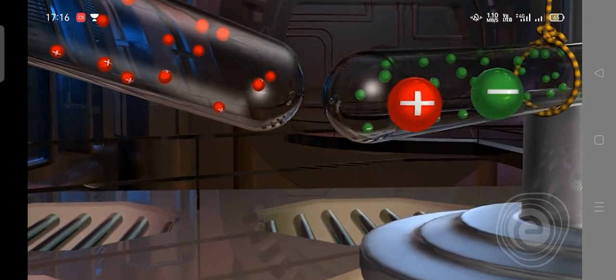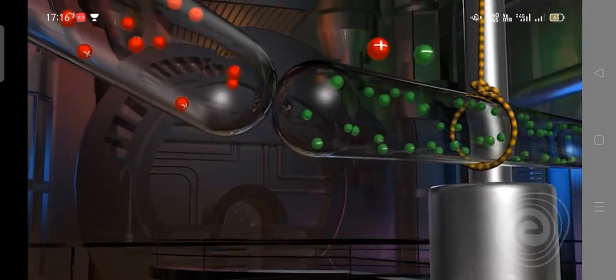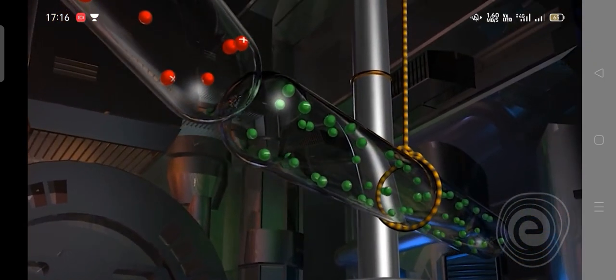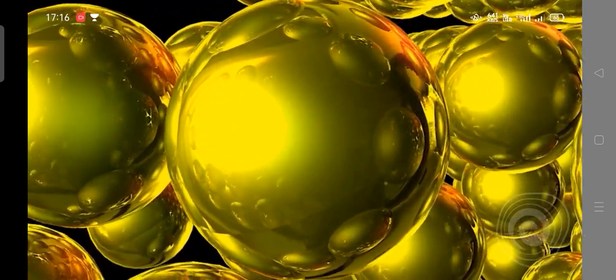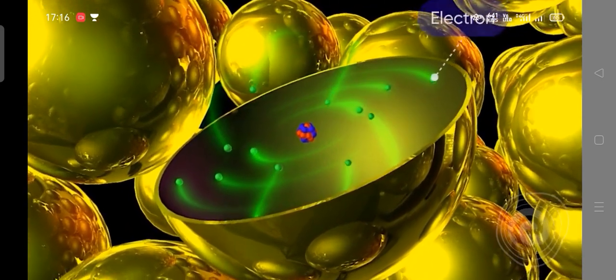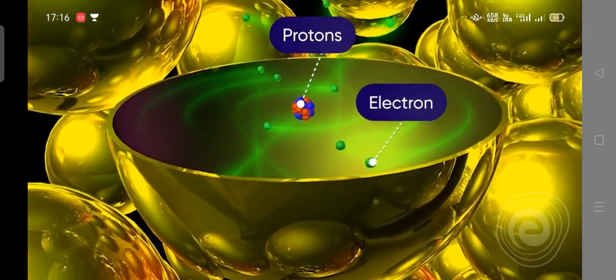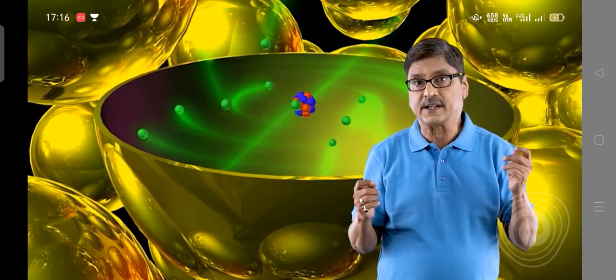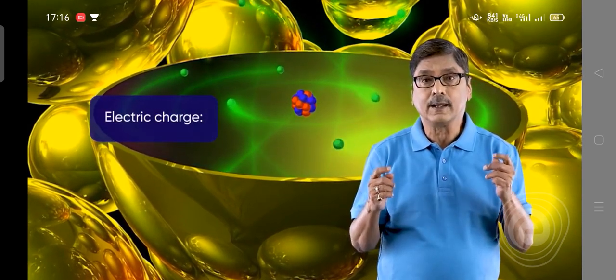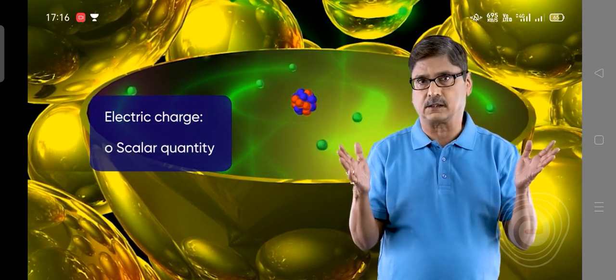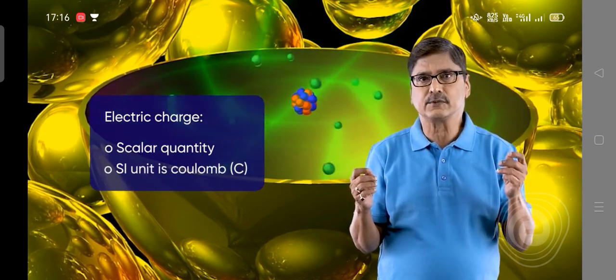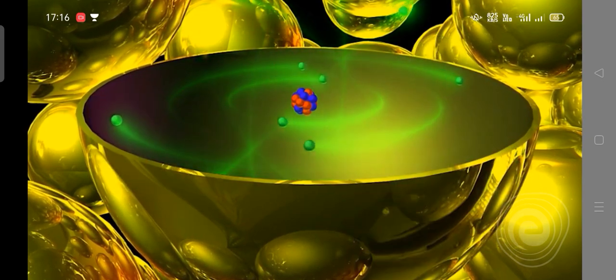But where do these charges come from? Like every substance, a glass rod consists of a number of atoms. Each atom consists of fundamental particles like electrons and protons. Like mass, they have another intrinsic property called electric charge. It is a scalar physical quantity and its SI unit is coulomb.